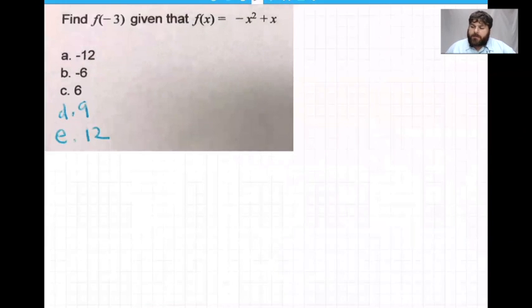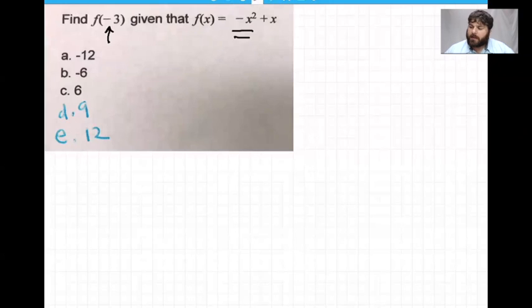All right, find f of negative 3 given that f of x equals negative x squared plus x. Okay, so first off, I'm going to show you how to do this problem wrong. This says negative x squared, and x is actually negative 3, right? Because we replace the f of x with f of negative 3. So we're saying x is equal to negative 3. Again, that's what function notation tells us.